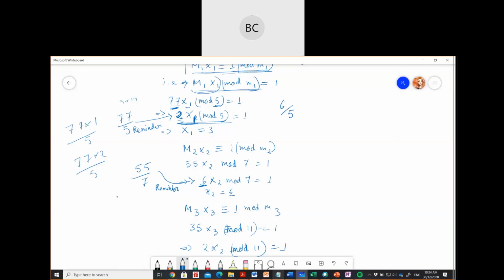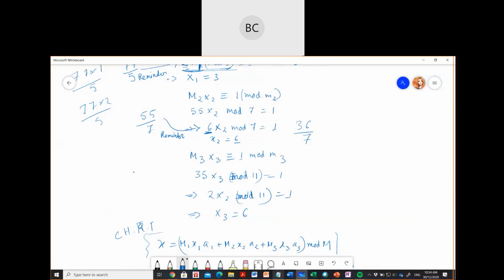6 into 6. Okay, 36. 36 divided by 7, remainder will be 7 into 5, 35. 36 minus 35, remainder is 1. Okay, so same thing is here as well. Okay, 35 divided by 11, the remainder is 2.